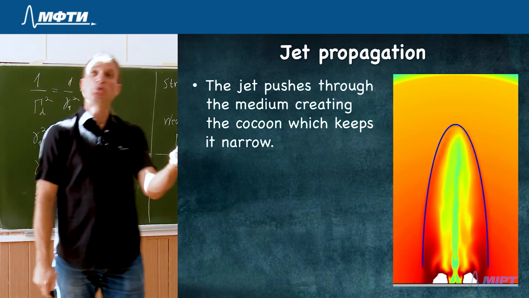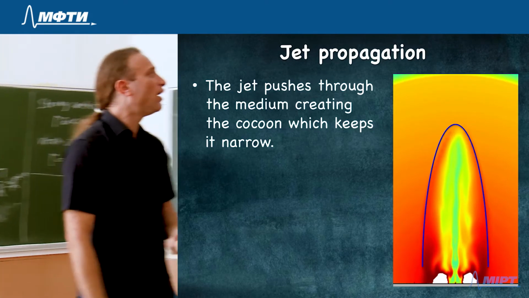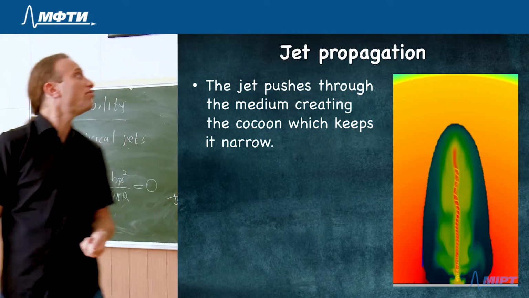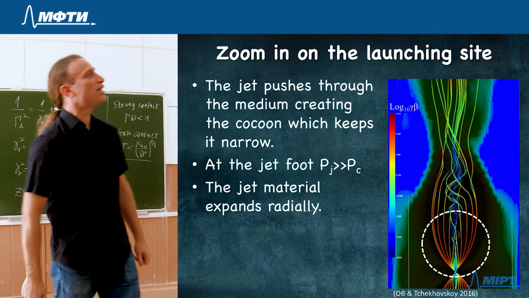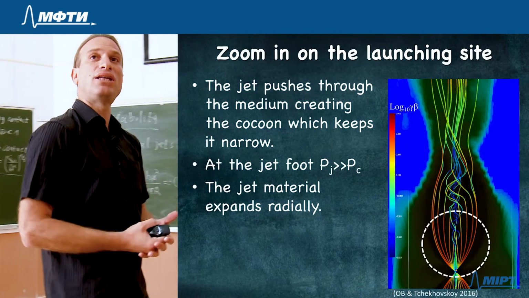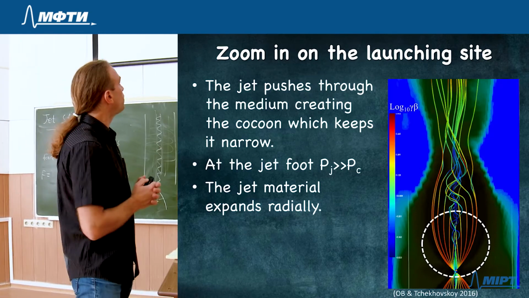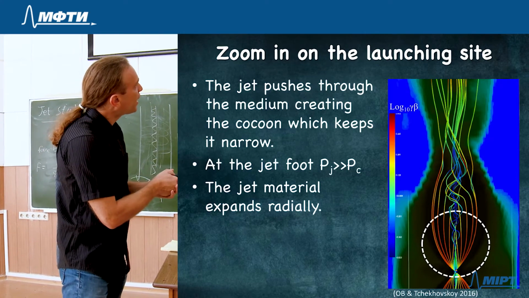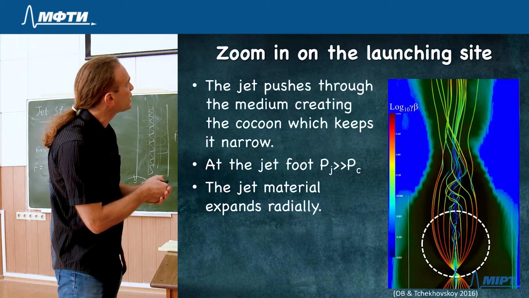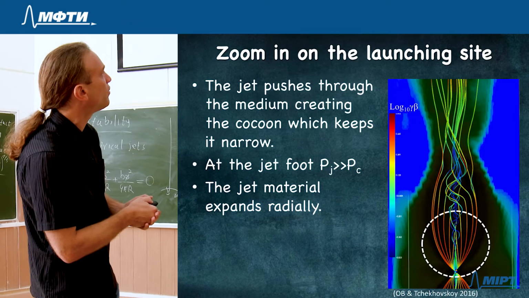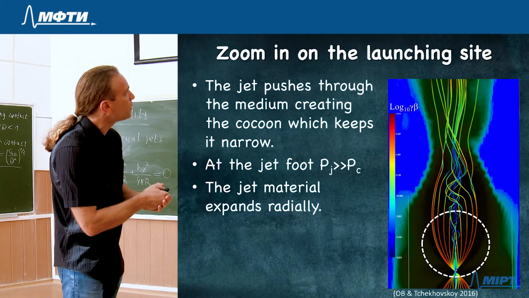So in order to produce collimated jets, I must have a medium. Okay? Now, this is a situation that happens when the jet is already evolved. So this is the central part of the jet. Over here, magnetic field lines. These are magnetic field lines. Magnetic field lines expand. Sorry, these are velocity curves. So the motion is along the poloidal direction.